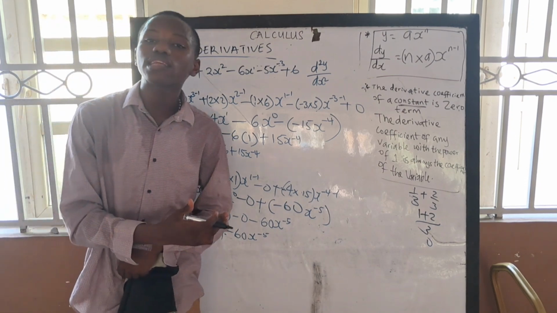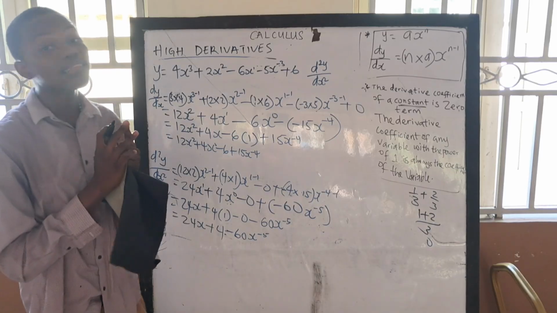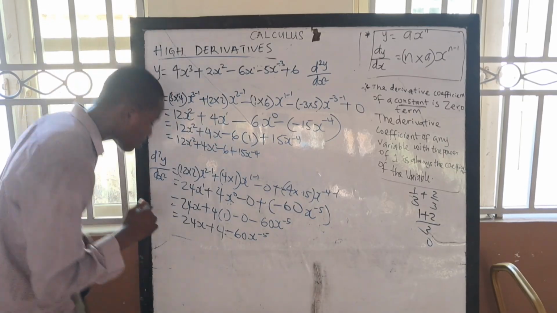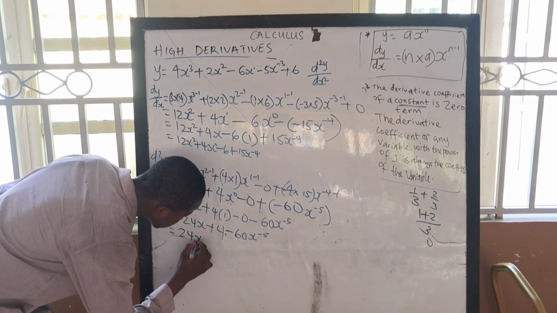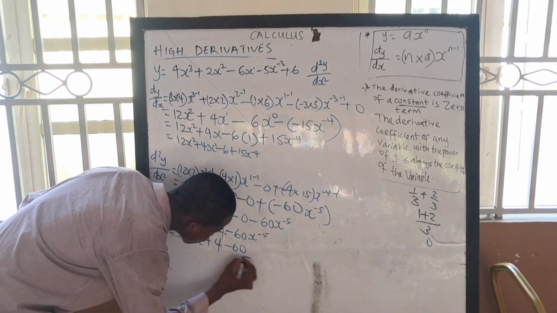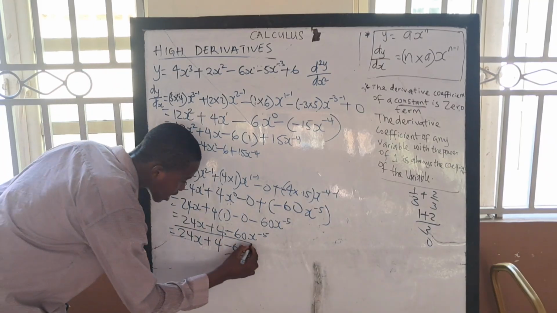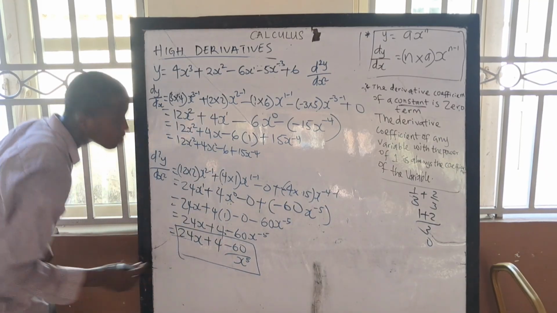And what did I say when you have a negative power? You further simplify it in order to eliminate that negative power. So I'm having 24x plus 4 minus 60 over x raised to power 5. So this is my final answer.